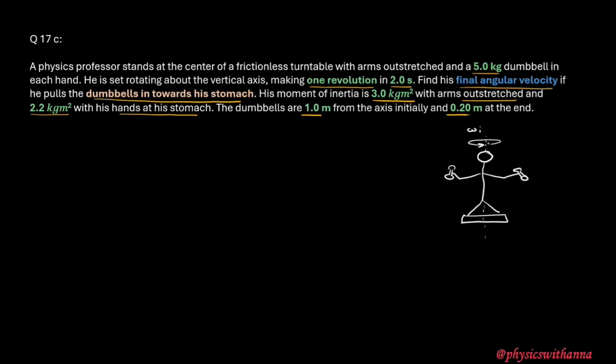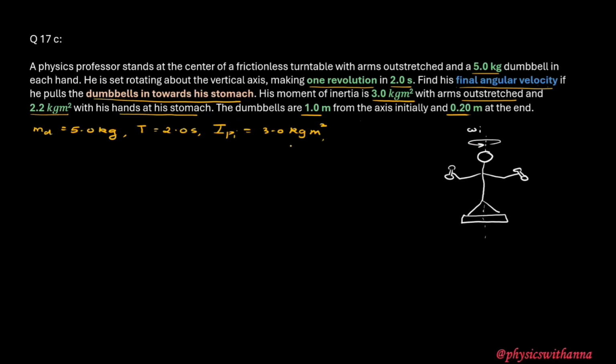So here in this question you have a physics professor rotating on a turntable with a dumbbell in each of his hands. Mass of the dumbbell, which we will write as m, is 5 kilograms. He is making one revolution in 2 seconds. That means this is the time period T, which is 2 seconds. Then the moment of inertia of the professor when his hand is outstretched, which we will write as Ip initial, Ip for the professor, is 3 kg meter squared.